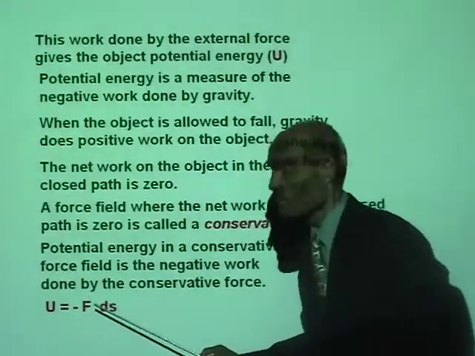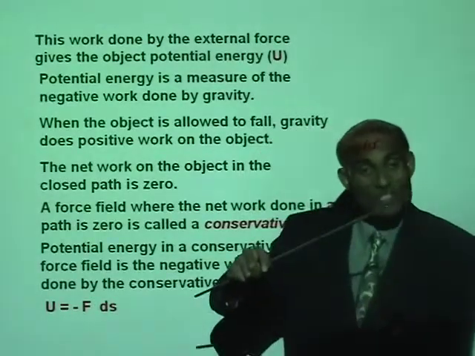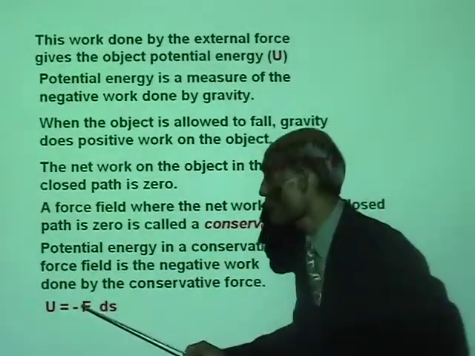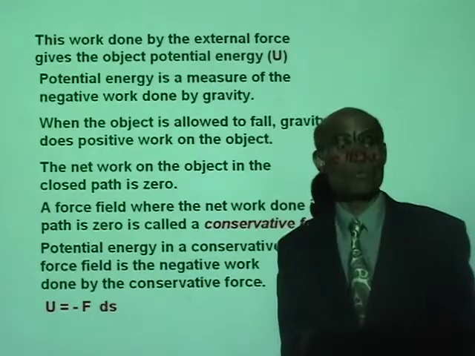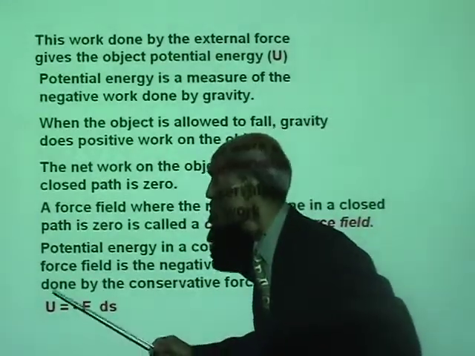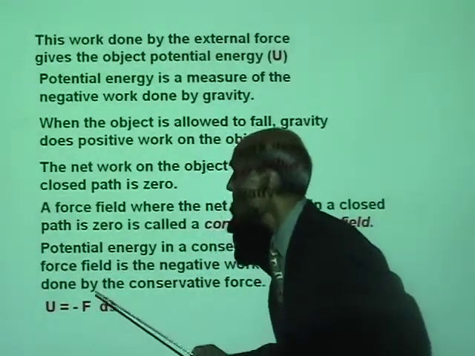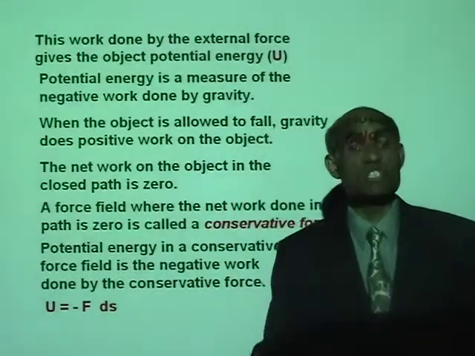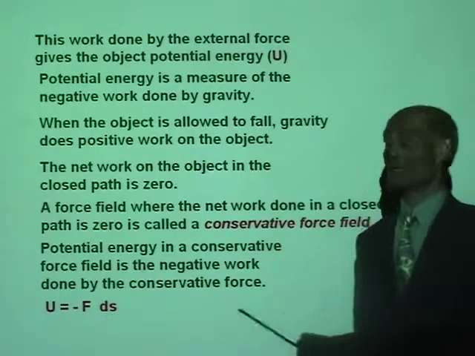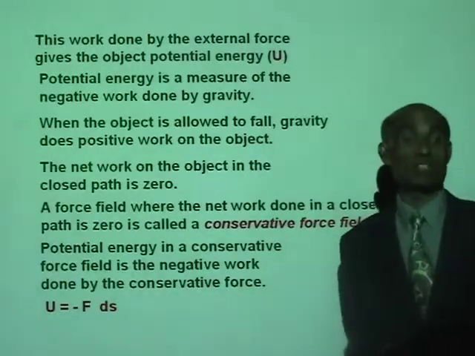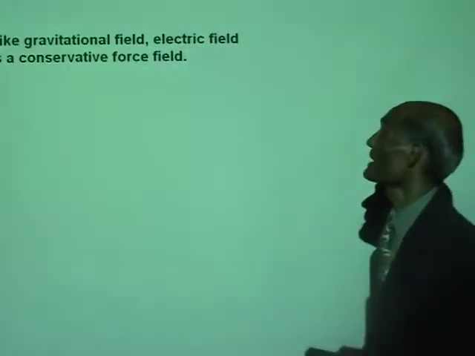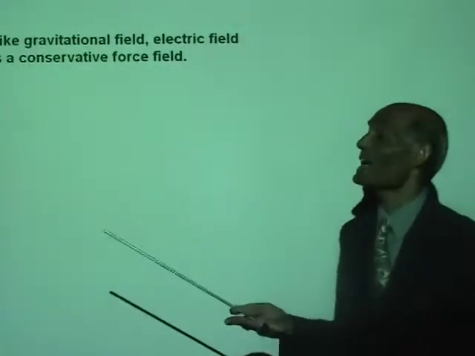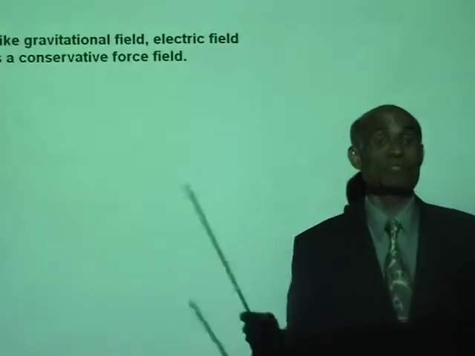F is the force, ds is the small distance moved, and therefore force times distance is the work done. The potential energy is a measure of the negative work done by a conservative force field. That idea must be very clear to you. Well, like the gravitational field, the electric field is a conservative force field.